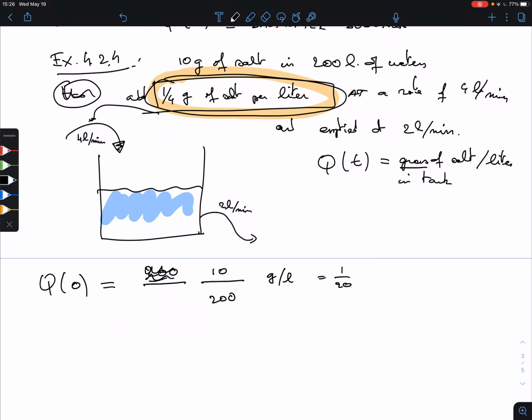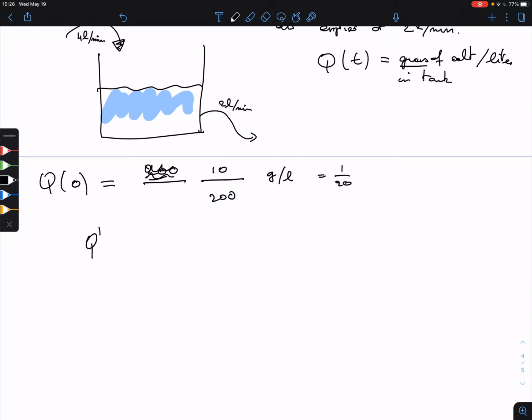Okay, let's try to write down what we have here. So what governs this? What is the differential equation here? There are two things. There's the rate. What is the rate at which this concentration changes? There's the rate of inflow minus the rate of outflow. Let me write it that way.